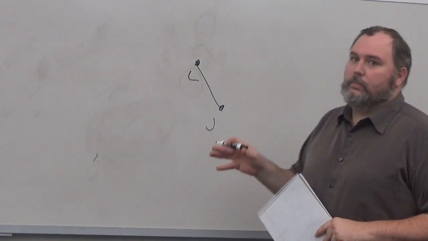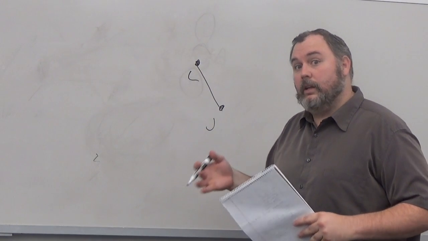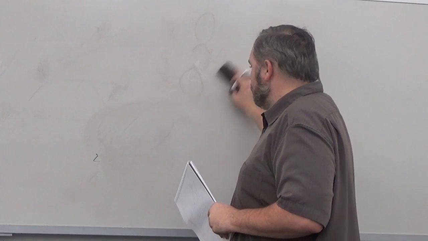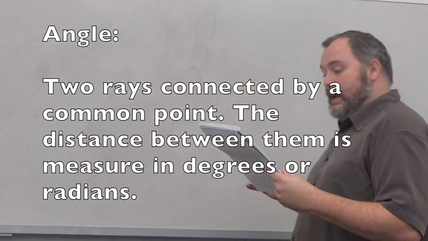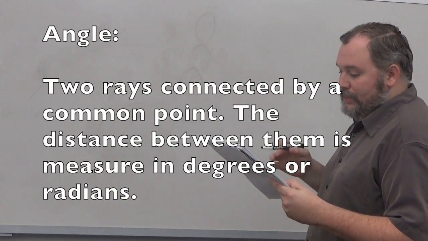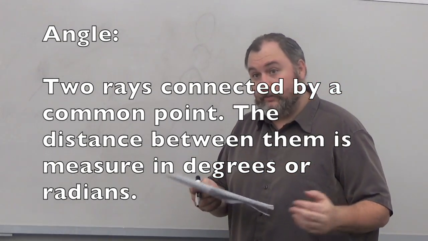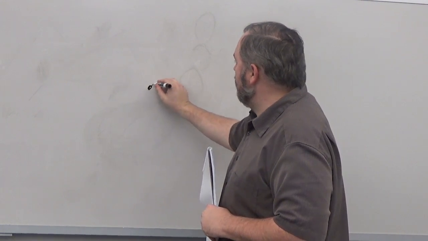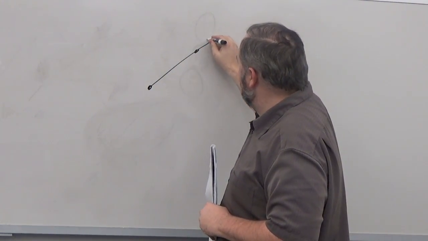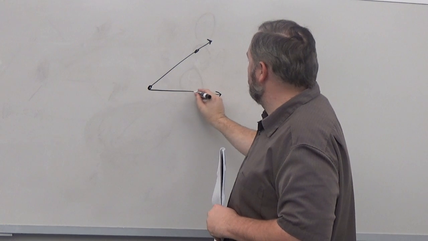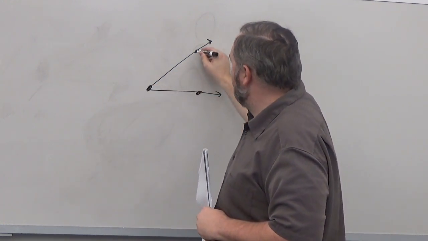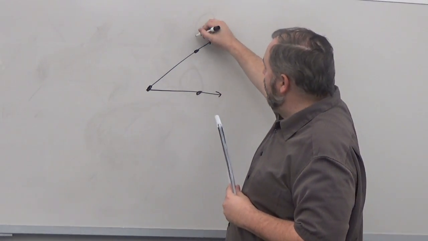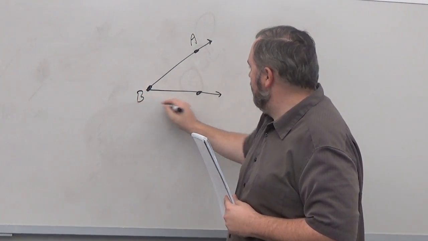Now these are some basic terms that lead us to something that's really more important that I'm interested in, and it's angles. So, angle. 2 rays connected by a common point. The distance between them is measured in degrees or radians. So we have 2 rays that are connected by a common point. It would look something like this. And we're going to name these points. And for the sake of time, we're just going to go A, B, C.